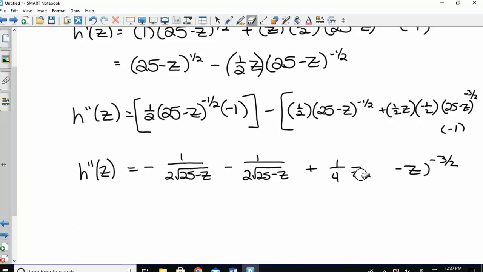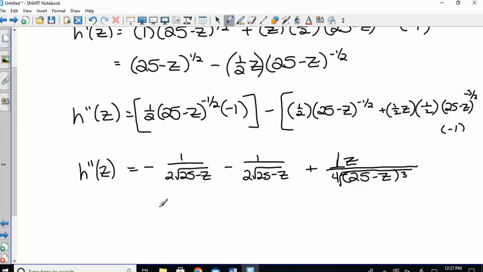Actually, if I'm going to be consistent, I should write that like I did my others. And again, you don't have to. This just helps me when I go to plug things in a minute. The z was on top, a negative exponent would put this on the bottom. What does a 3/2 mean? Saying the square root cubed. Okay.